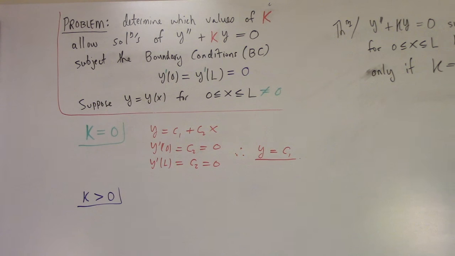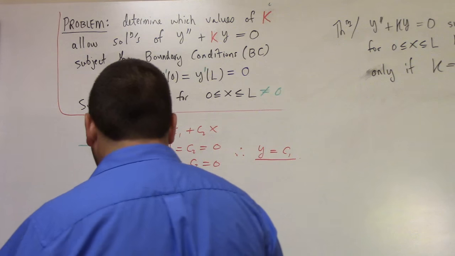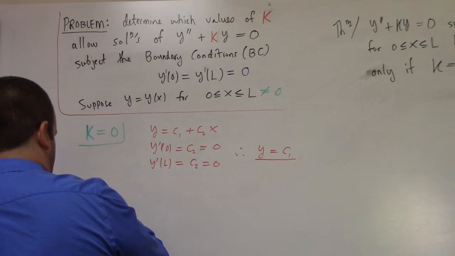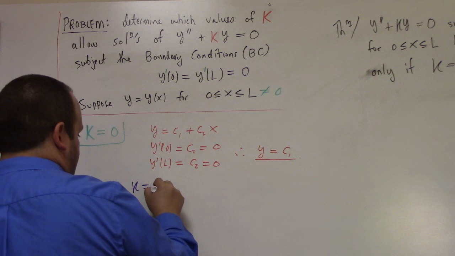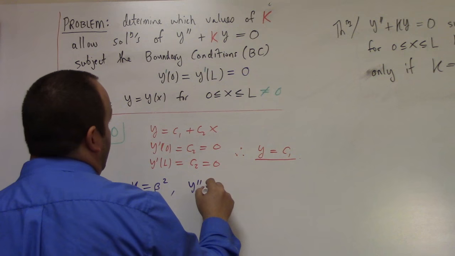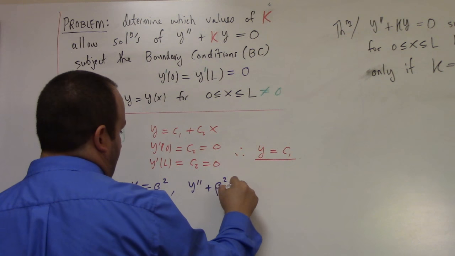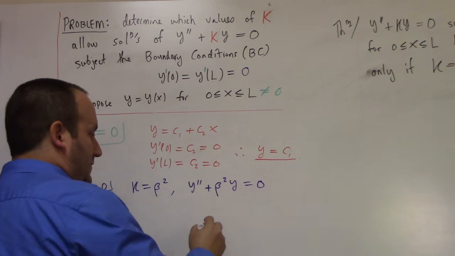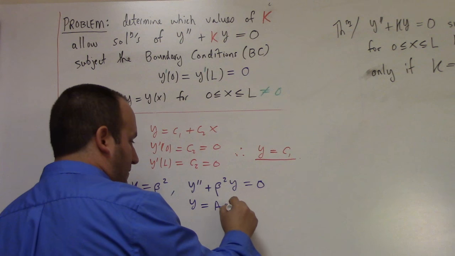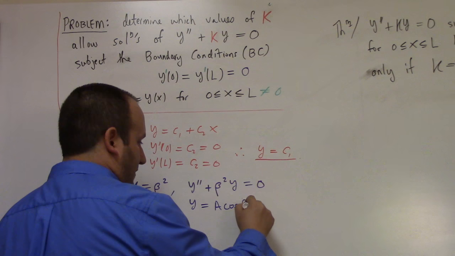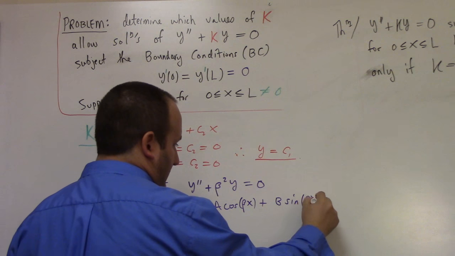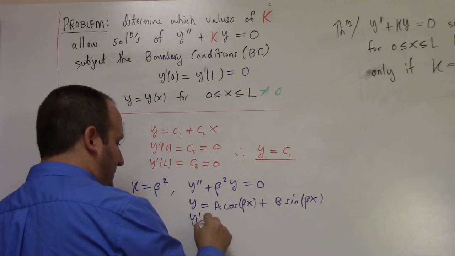K greater than 0. Again, we'll let k equal beta squared, and so we're looking at y prime prime plus beta squared y equals 0. Our general solution has the form y equals a cosine beta x plus b sine beta x. So that means y prime is what?